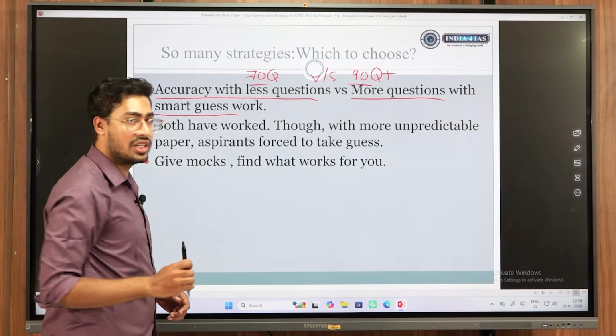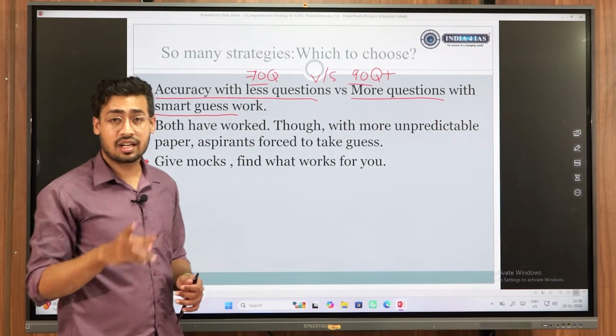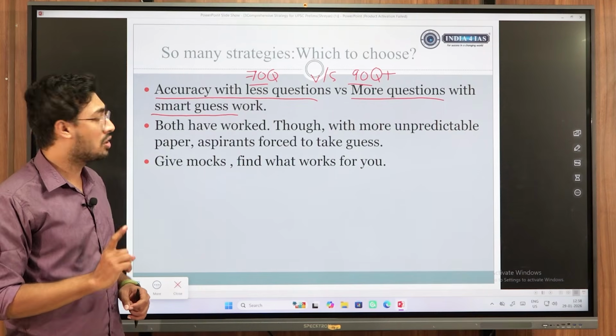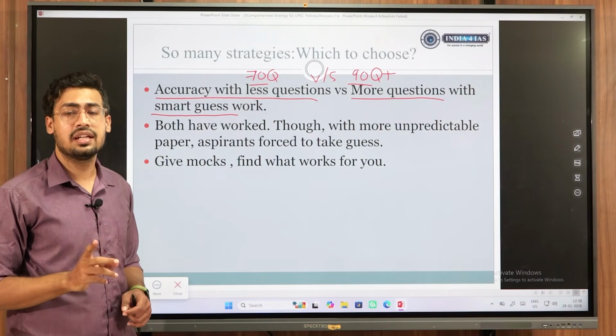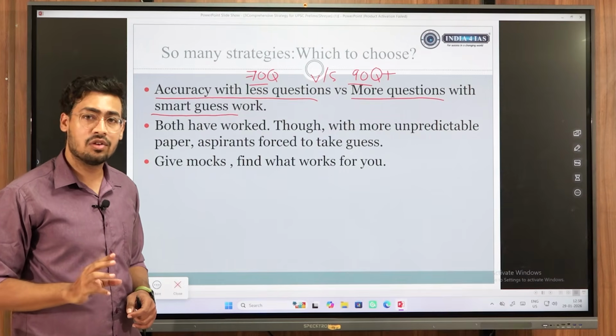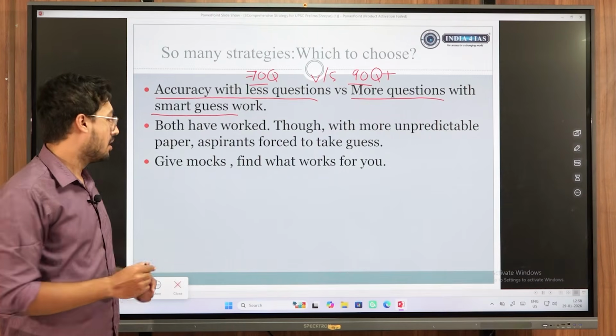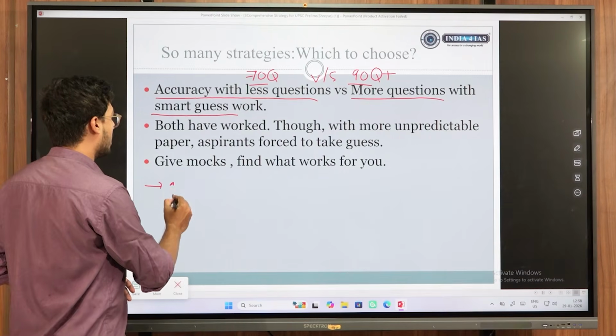That is why I said when you give the mocks, try both of these. In one test, you try attempting 70-75 questions. In another test, you try attempting 90 to 95 questions. See in which paper you get more marks. This is one way of doing it.